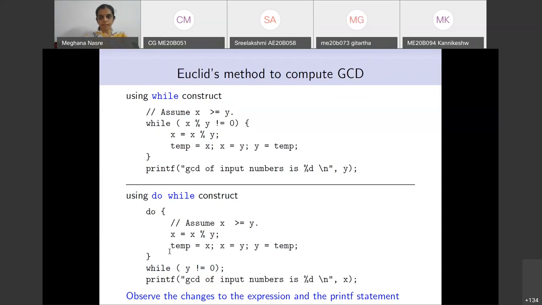Hello. Yes. Does the do while loop take a semicolon after its statement, isn't it? Yes, while the other loops do not. Yes. Okay. Sorry.